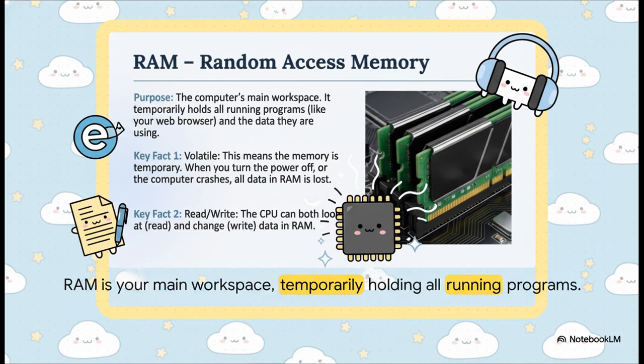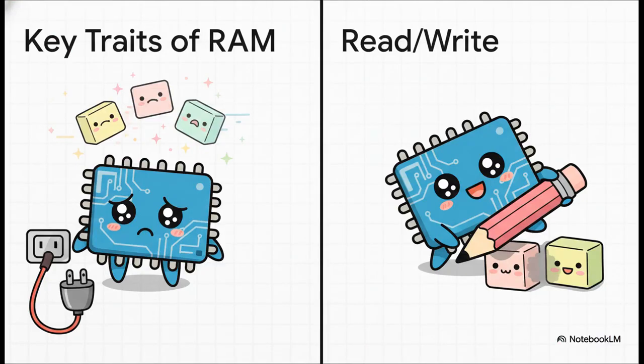But this desk has some really specific rules you have to follow. And this is absolutely crucial to understand about RAM. First, it's volatile. That's just a fancy word that means it's temporary. The second you turn your computer off, that entire desk is wiped completely clean. That's why you always have to save your work. Second, it's read-write, which just means you can change what's on the desk all the time. Opening new programs, closing old ones, editing stuff. It's a dynamic, ever-changing workspace.